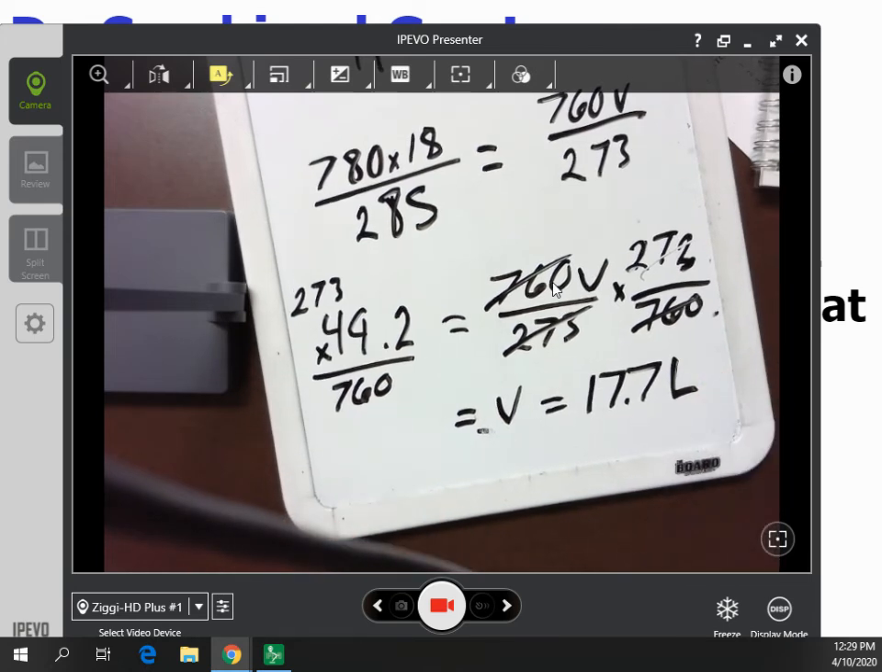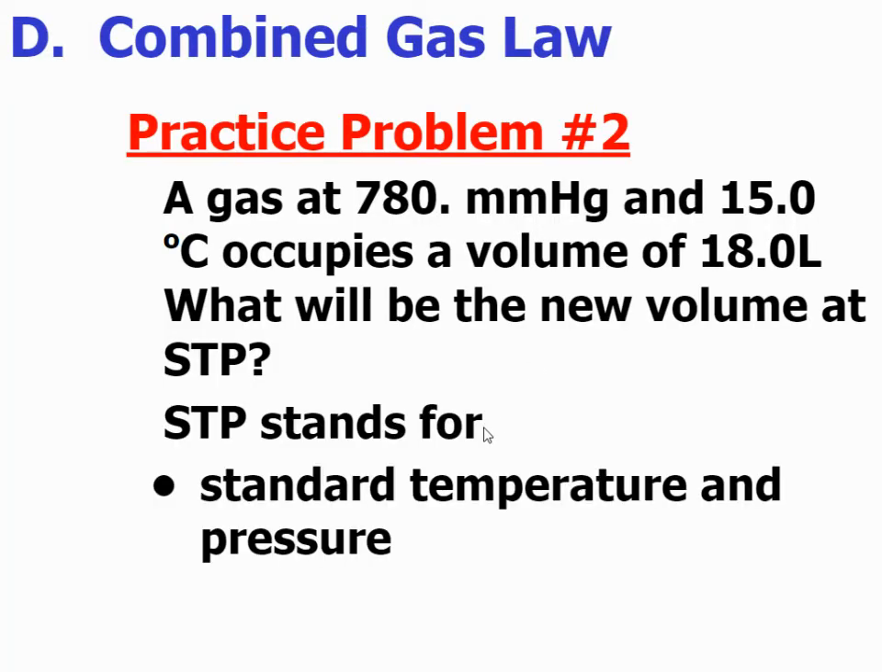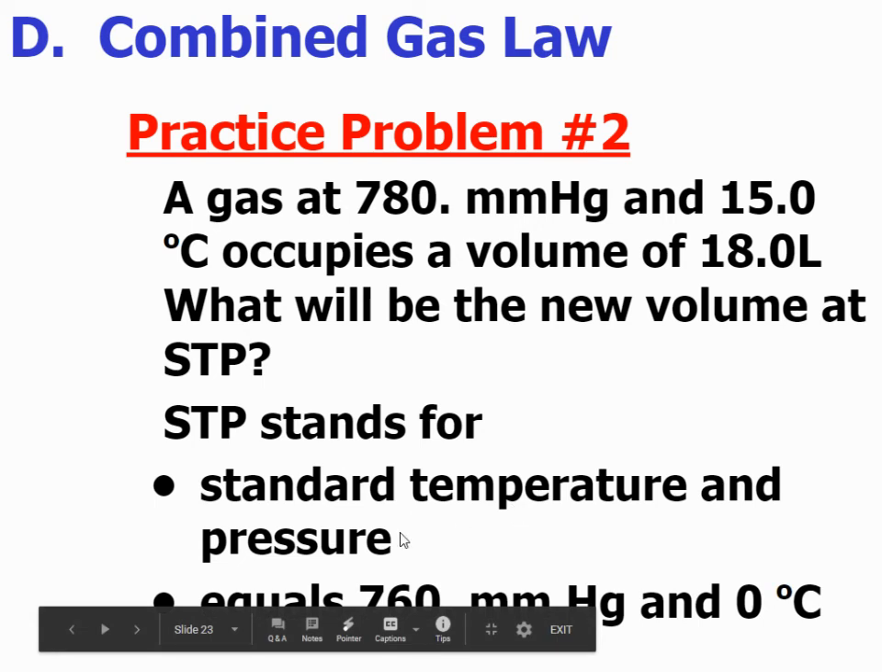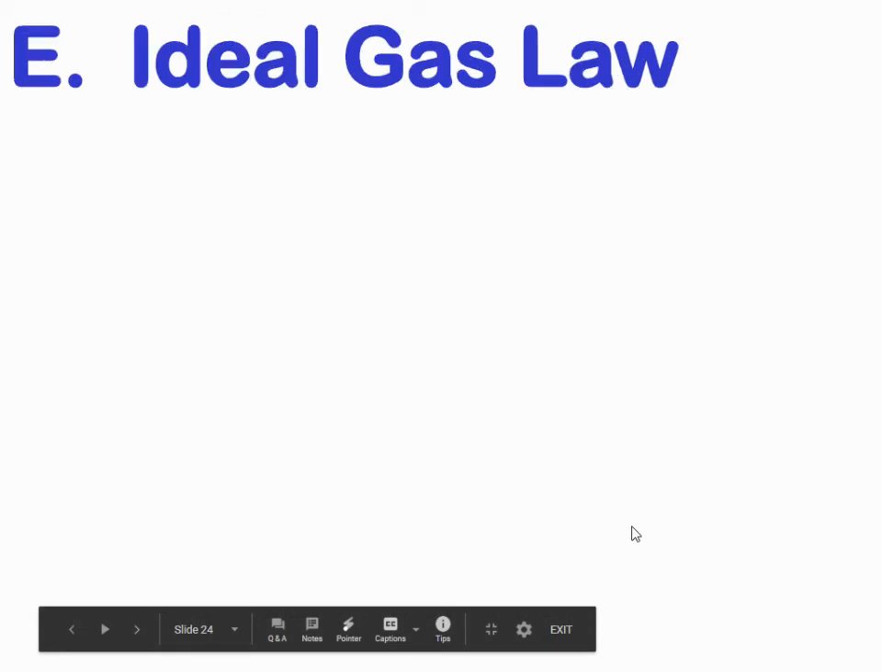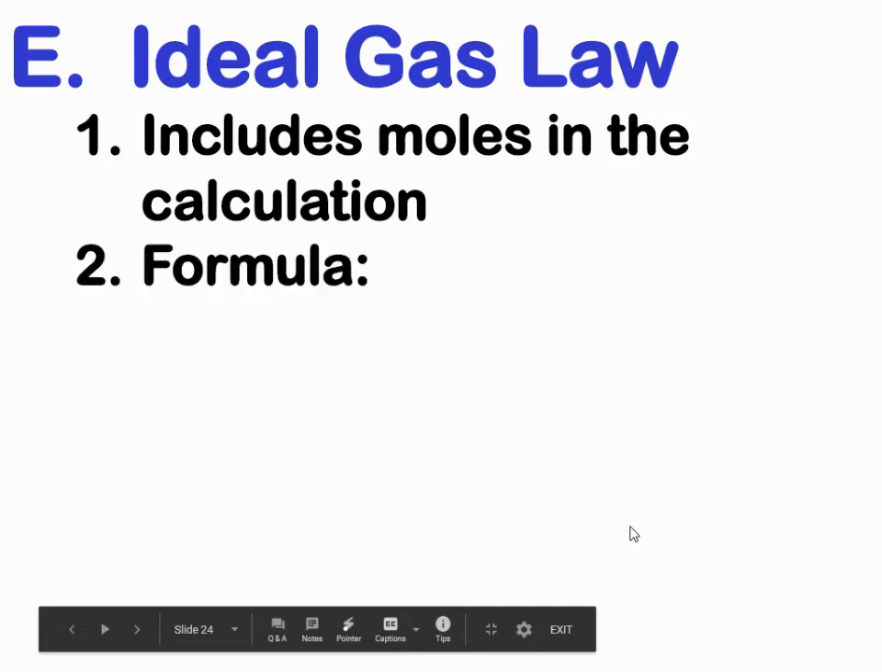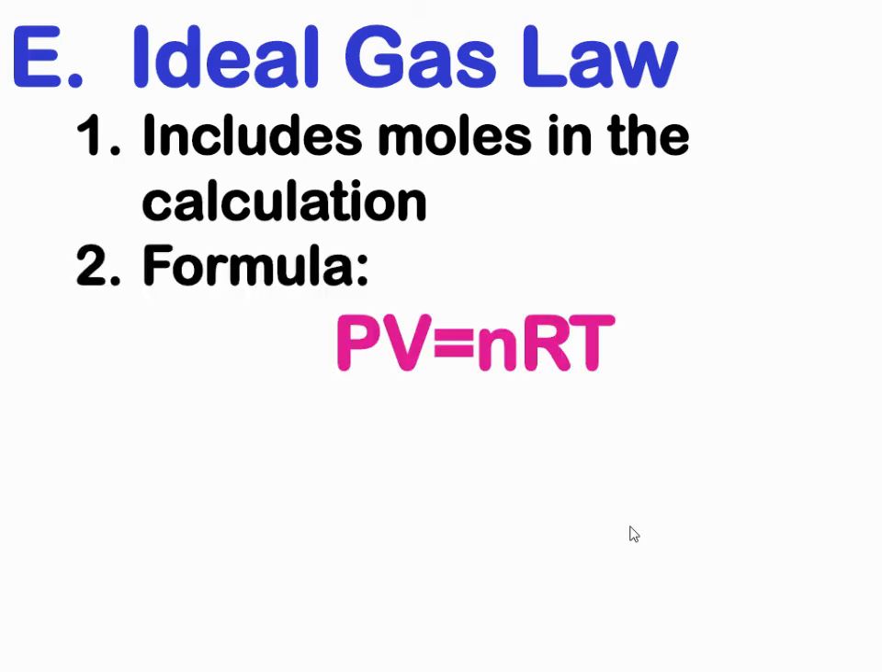And remember, we're going to have a flip lesson over this too. So if this is confusing now, it is a lot of math. I apologize to you all in advance, but it's okay. We'll get there. So standard temperature and pressure: remember, 760, 0 degrees Celsius. And remember, we always have to do these in Kelvin.